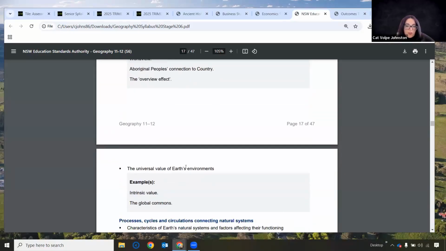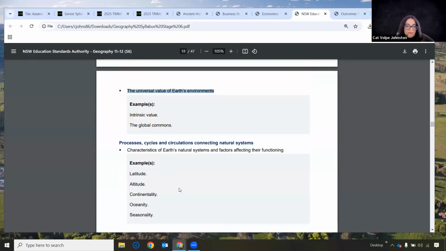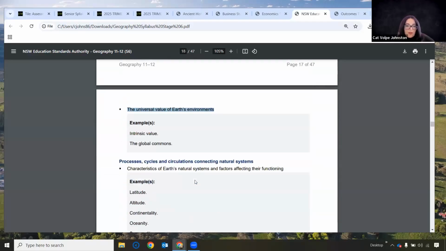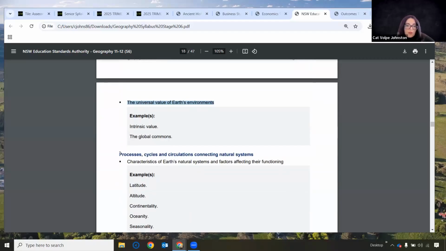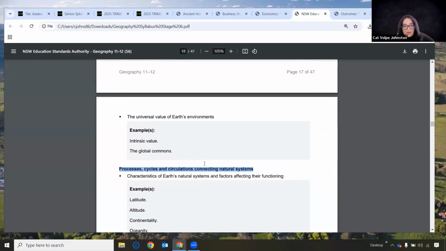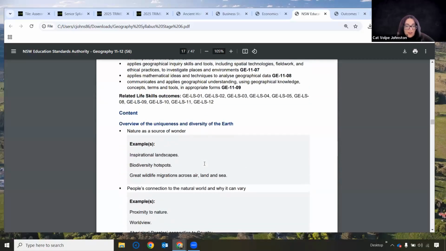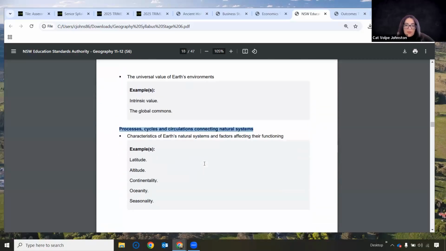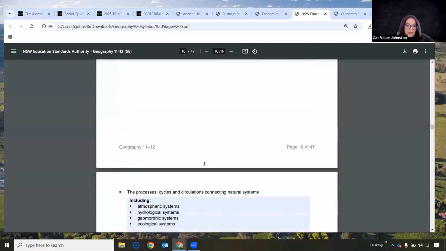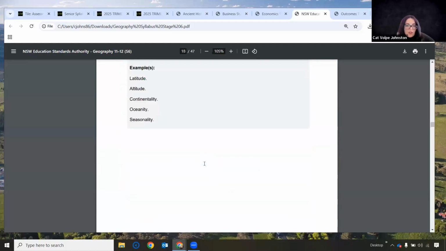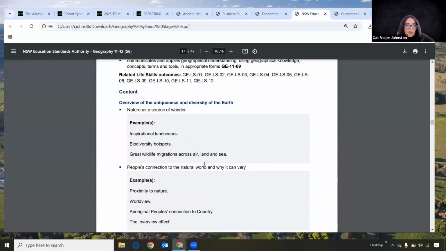For example, you could do the universal value of Earth's environments, looking at intrinsic value, and then in your second topic, looking at the global commons. That's an idea. I probably wouldn't do something like this for your learning sequence. I don't think that's a learning sequence type of content, to be honest. This unit's probably not a great unit to choose.